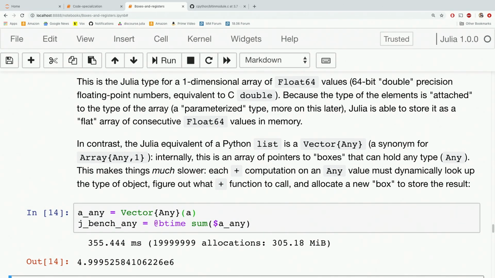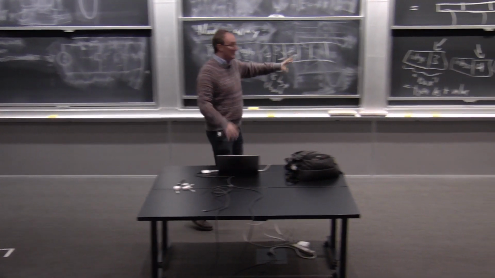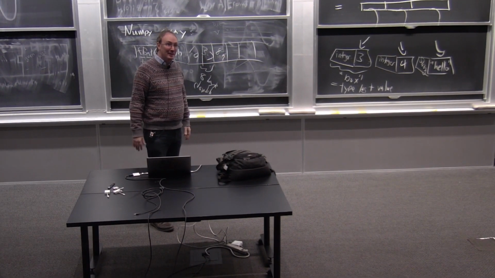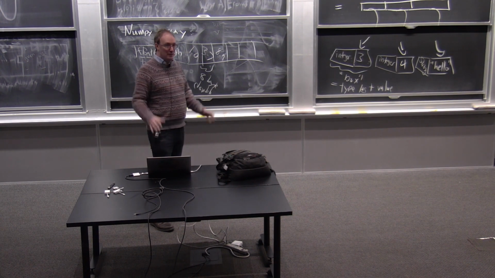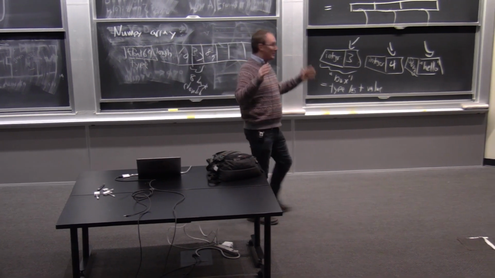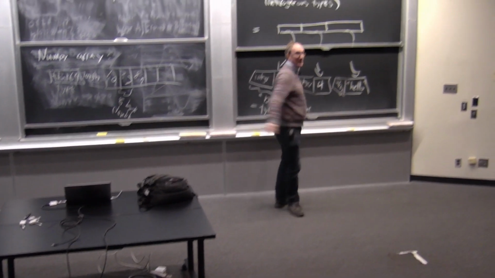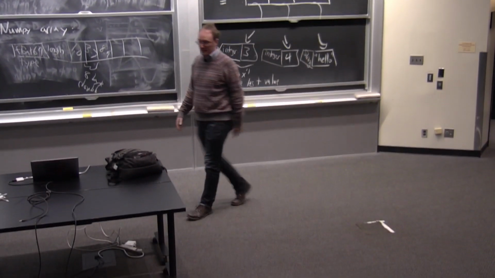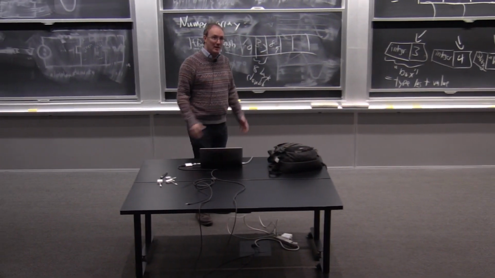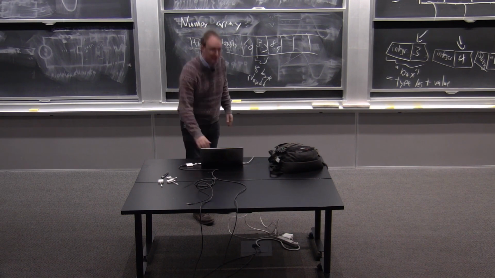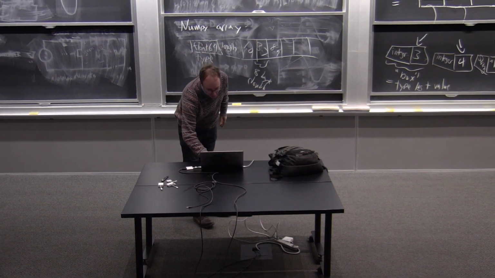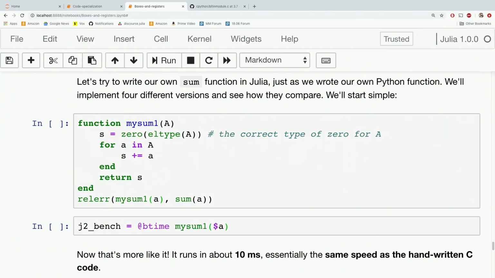Julia and Python spent a lot of time optimizing their code paths for things that had to allocate lots of boxes all the time. In Julia, it's usually understood that if you're writing optimized code, you're not going to do it on arrays of pointers to boxes. You're going to write it on homogeneous arrays, or things where the types are known at compile time. Okay, so let's write our own Julia sum function.